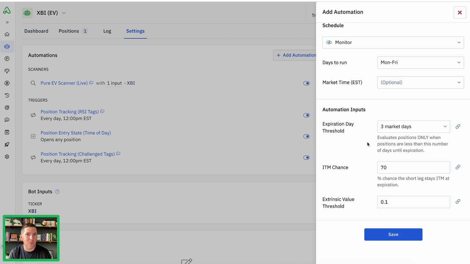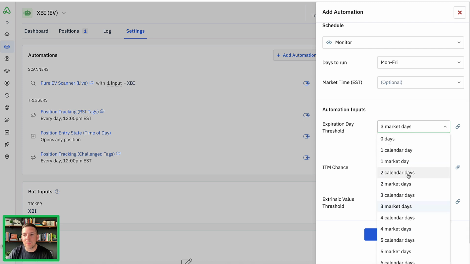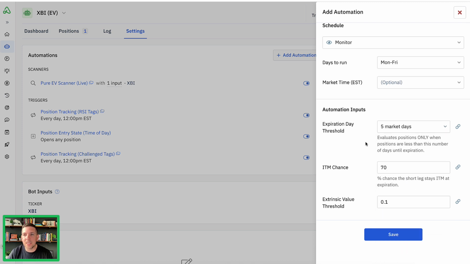Again, you do whatever you want to do. I set mine to 5 market days. That allows my bots to close positions early and really reduces the risk of early assignment pretty well.